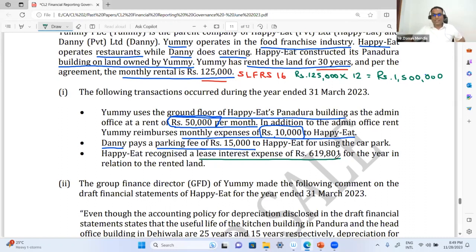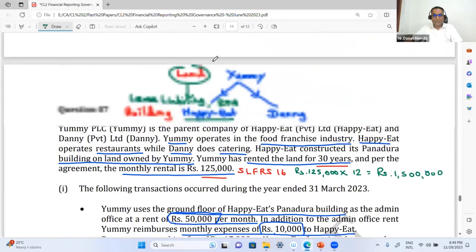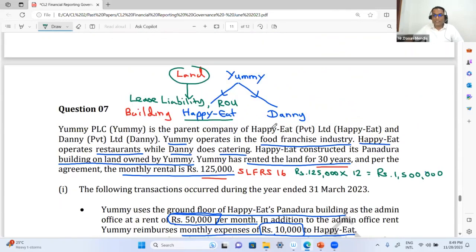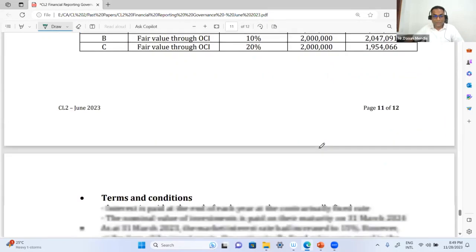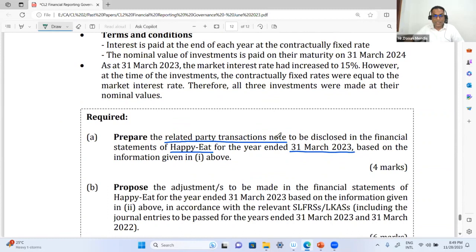So now we know the transactions. We know the relationship between the parties, and also we know the transactions. Now, what is the requirement of the question? The requirement of the question is to prepare the related party transaction note we discussed in the financial statements of Happy Eat for the year ended 31st March 2023, based on the information in Roman number 1 above. So now we are trying to answer the question.